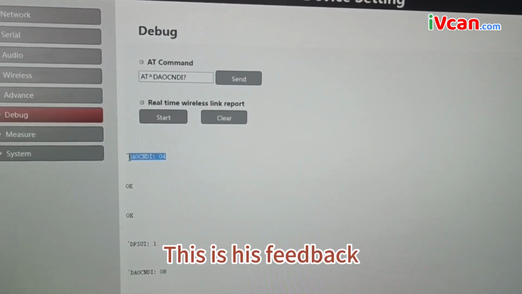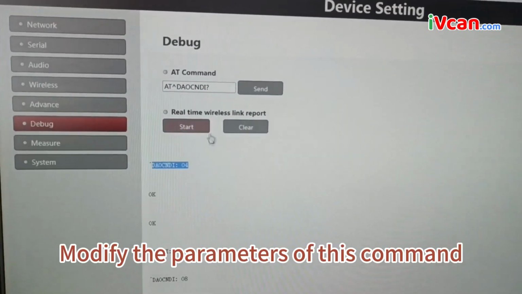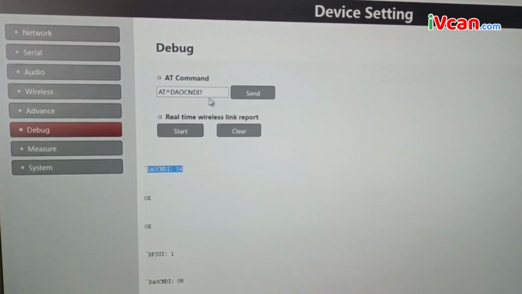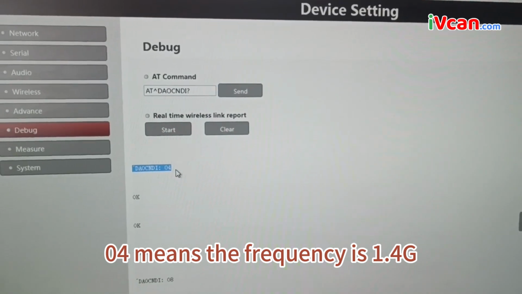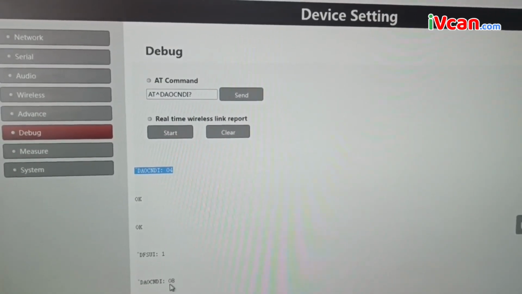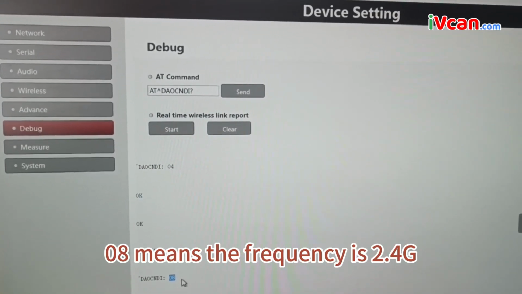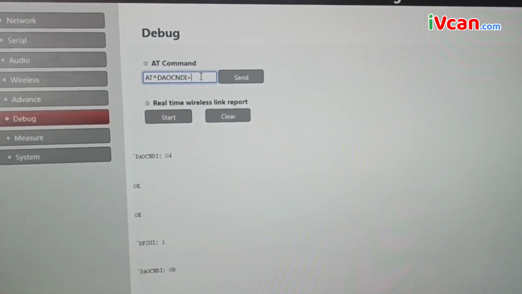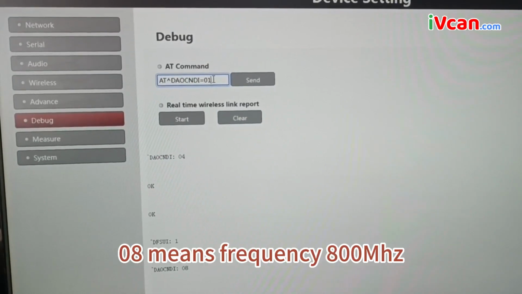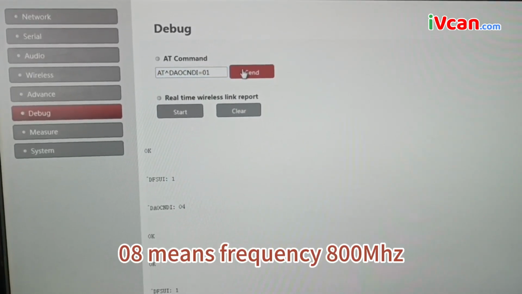This is its feedback. Modify the parameters of this command. 04 means the frequency is 1.4 G. 08 means the frequency is 2.4 G. 01 means frequency 800 MHz.